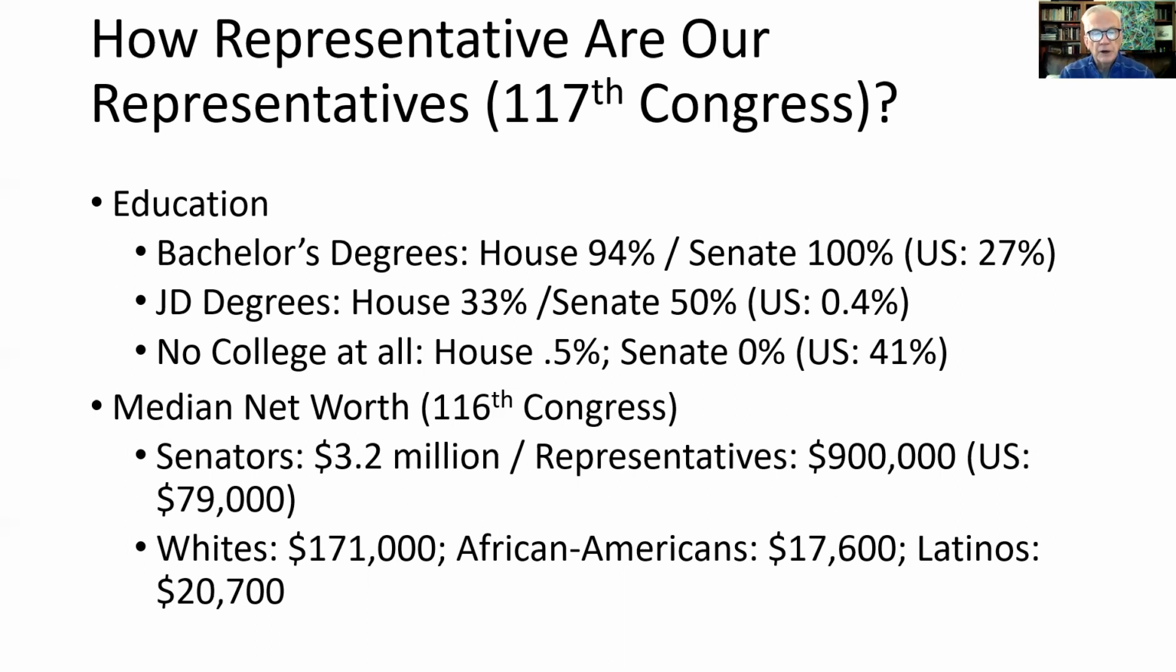Senators and representatives also tend to be much more wealthy than the average American. Senators, the average net worth is 3.2 million, representatives around 900,000, but in the US, that net worth is about 79,000 as an average. For whites, net worth is about 171,000, African Americans, about 1/10 of that.